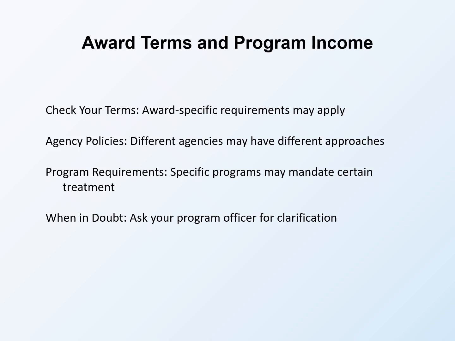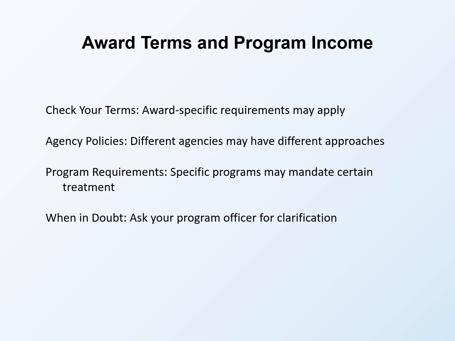Understanding how to identify applicable requirements ensures proper treatment. Check your award terms carefully for program income provisions. The terms and conditions of your specific award may specify which program income method applies, require prior approval for generating program income, impose reporting requirements, or contain other provisions. Award terms control over default regulatory provisions.